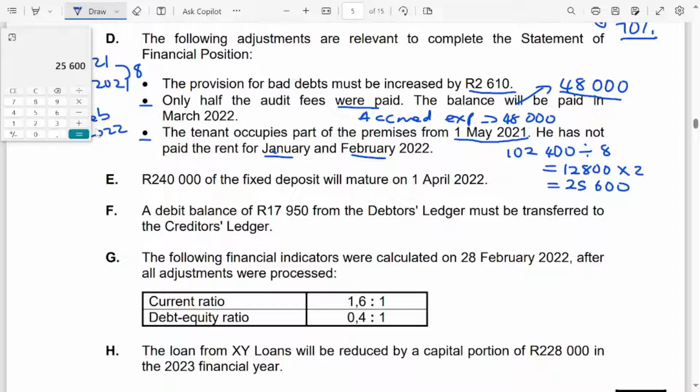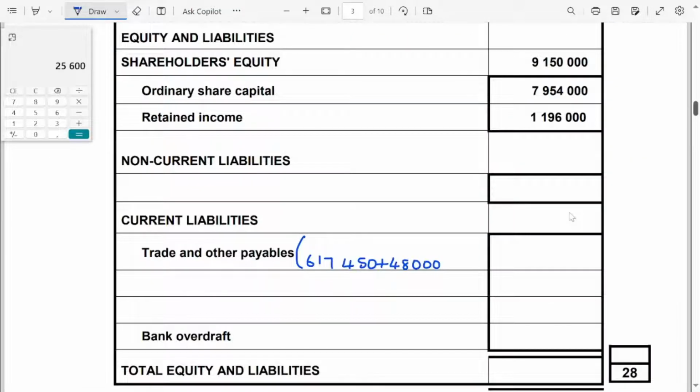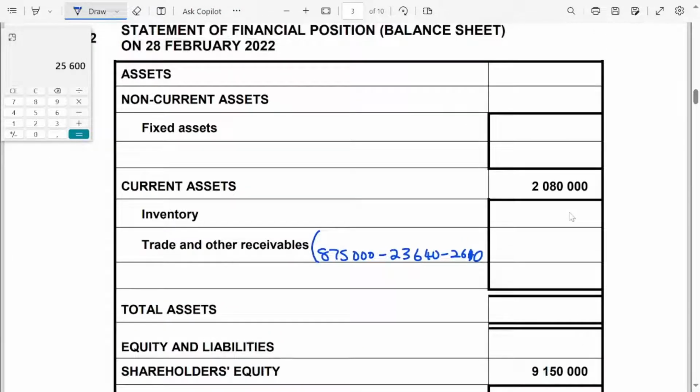Now, we have not yet received this rent for January and February. Because it's an income that we have not yet received, we call it an accrued income, which must be recorded in the trade and other receivables. This 25,600, trade and other receivables. So plus 25,600.